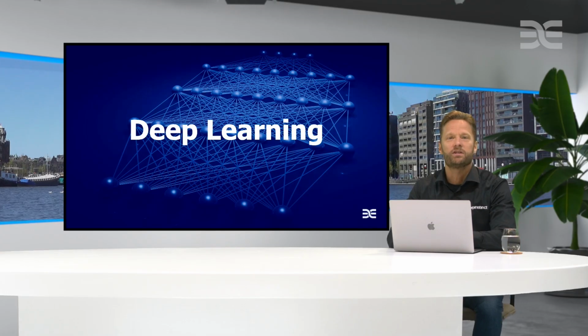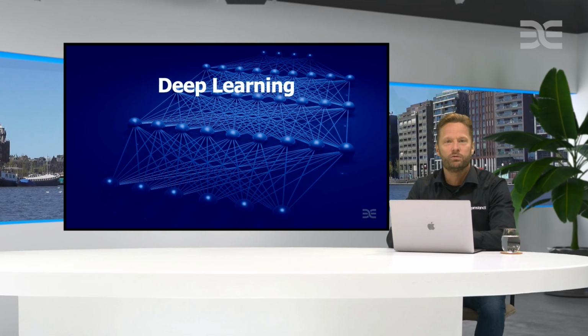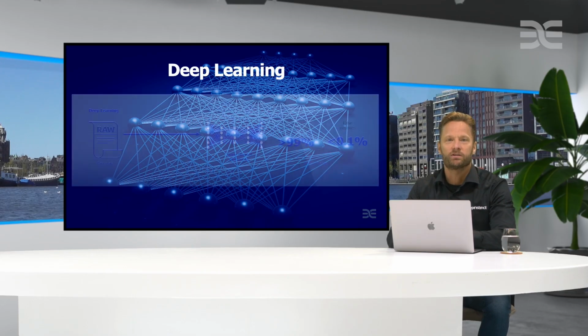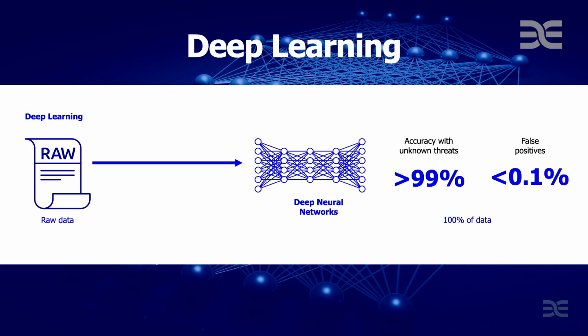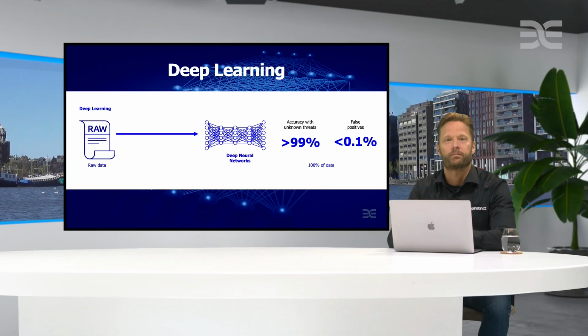Deep learning features a deep neural network. Think about a human brain, which has a unique capability to solve tasks that machine learning models cannot. With deep learning, all of the data is looked at, so 100%, and no subset of the data. This results in a high accuracy of more than 99% and a false positive rate of less than 0.1%.